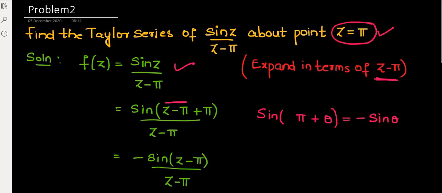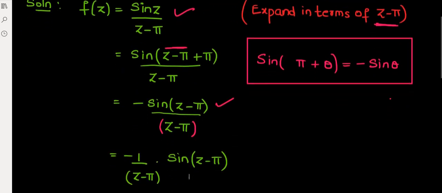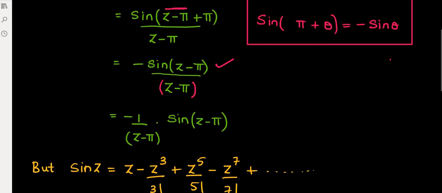Sine of pi plus theta is minus sine theta. So sine of pi plus z minus pi will be minus sine z minus pi, divided by z minus pi. Since we already have a term containing z minus pi in the denominator, there is no expansion needed for this denominator. We just keep it aside.